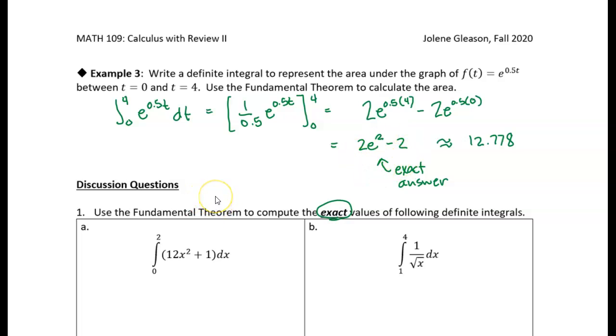All right, so that's all I have for examples. Again, you just need to practice this stuff. And so look ahead at the discussion questions, and I'll see you in class.